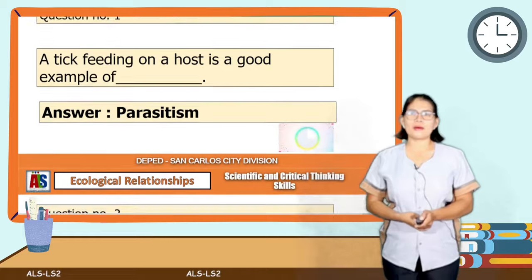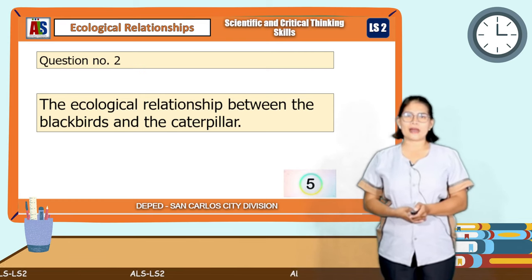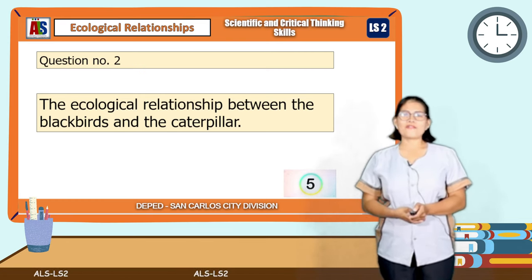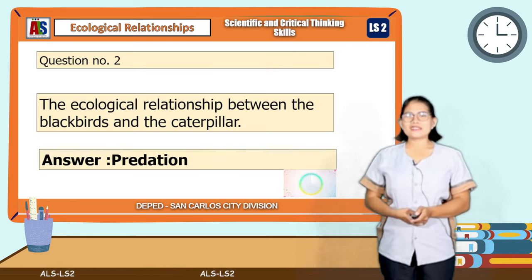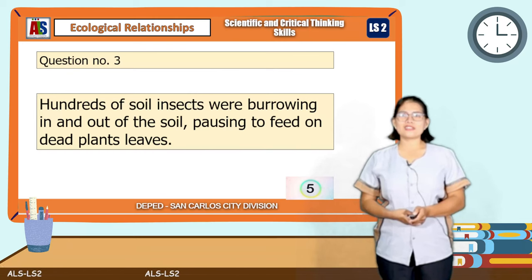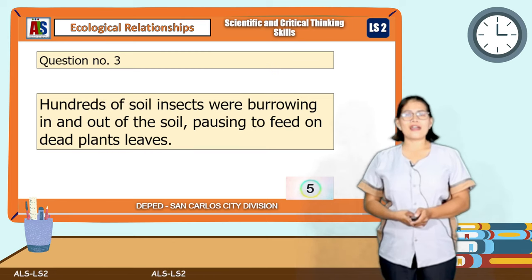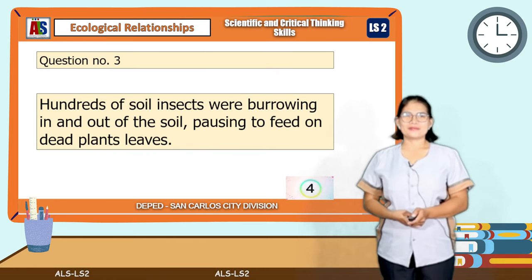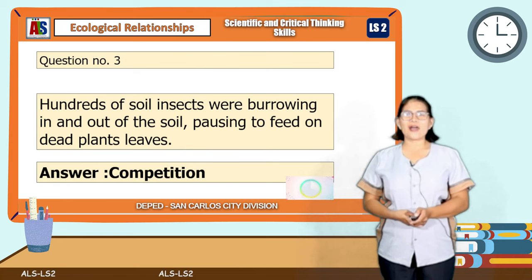Let's move to question number two. It is the ecological relationship between the blackbirds and the caterpillar. You have 5 seconds to answer. The answer is predation. For question number three, hundreds of soil insects were burrowing in and out of the soil, posing to feed on dead plants' leaves. You have 5 seconds to answer. And the answer is competition.